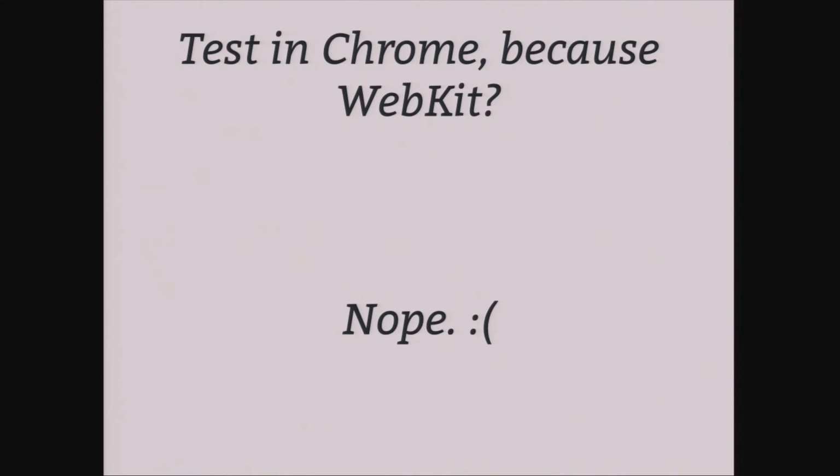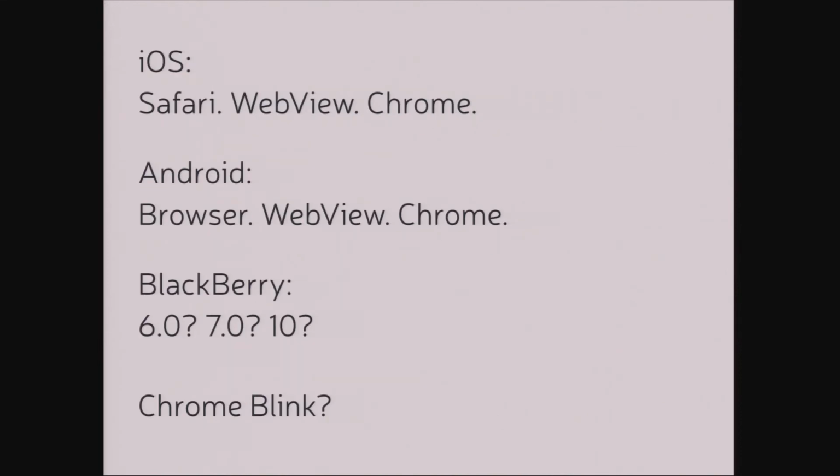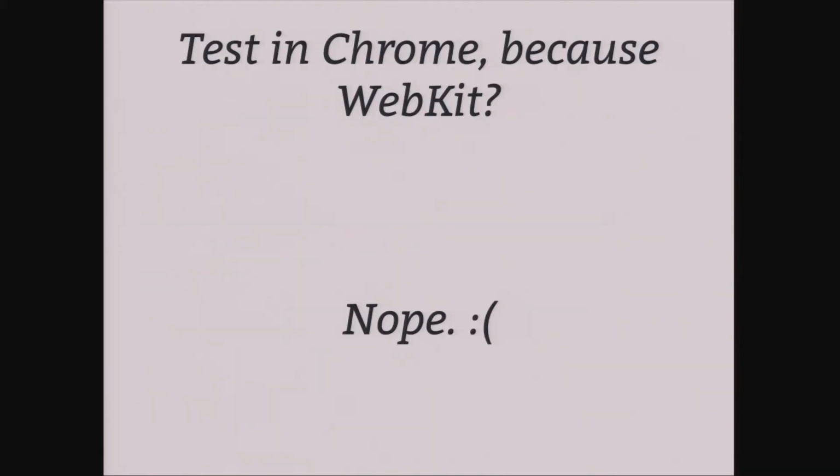We actually had to test on device. What ended up happening was, we had to test on iOS Safari, WebView, Chrome. All of those are different. They all render a little bit differently and a little bit weird. On Android, you have 3.2. On BlackBerry, we had 6.0, 7.0, 10. It was all over the place. And at the time, Blink didn't exist yet, but it was on the horizon, so that scared us a little bit. So our whole idea of testing in Chrome because WebKit didn't really work. We had to get it on device.